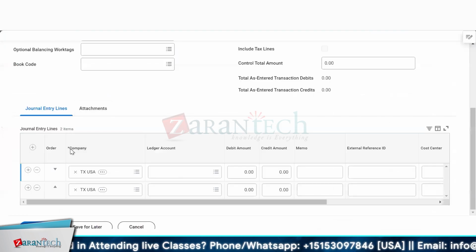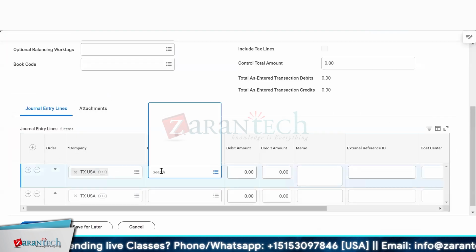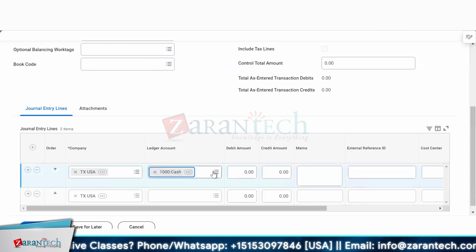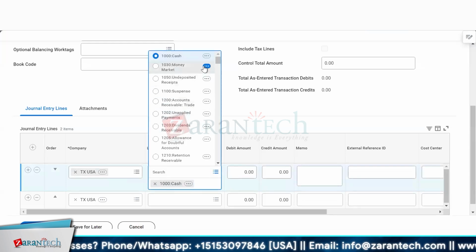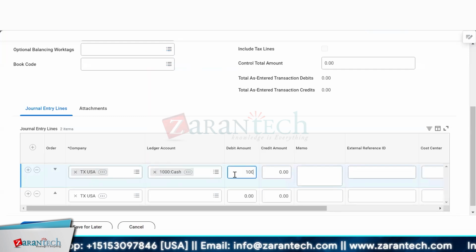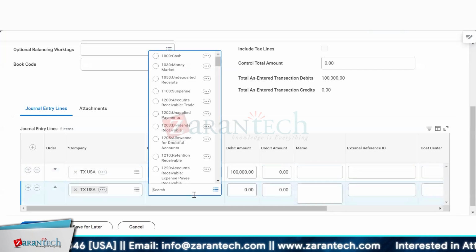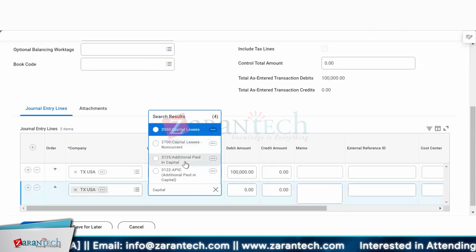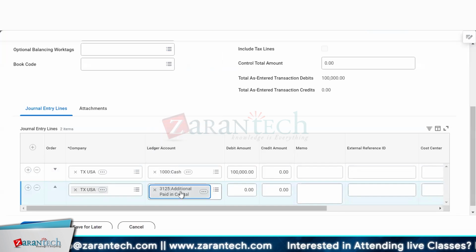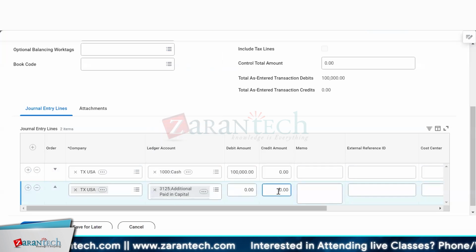Here, at the company, the debit account is my cash, and these accounts are coming from the account set or the ledger account that we assigned to my company. So here $100,000 is debit, and here I can have a credit, that is capital. Capital is additional paid in capital, account 3125. And here we have to learn two more things.